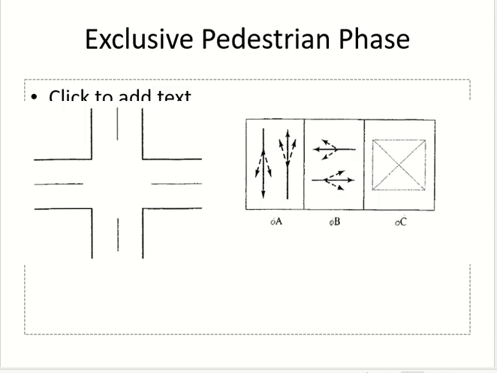Okay, what changed here? Yes, what is it? Exclusive pedestrian phase. Okay, so this thing. You don't see any arrows here because no movements are allowed.